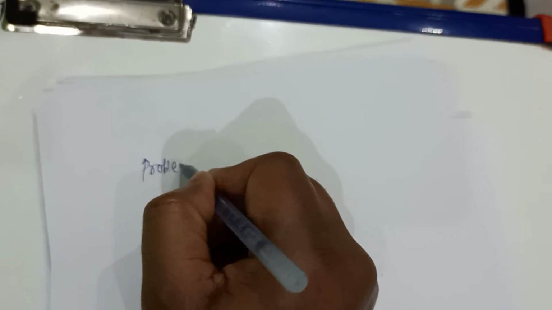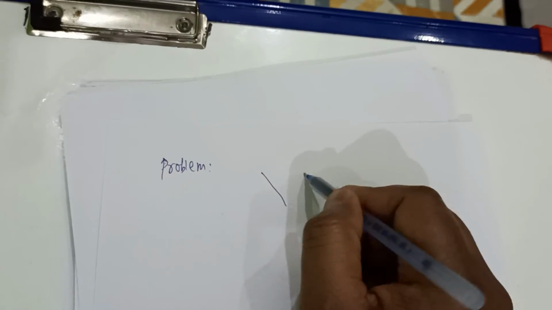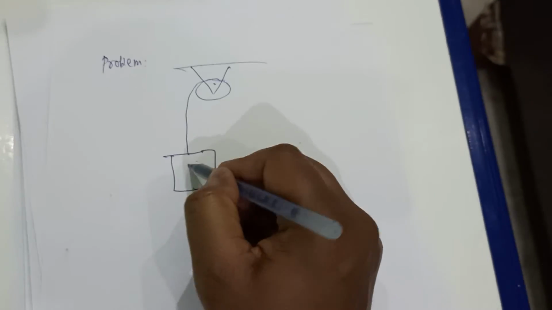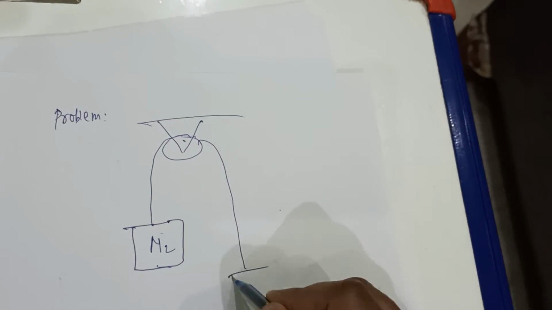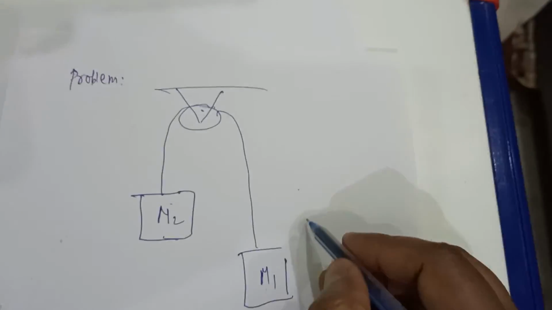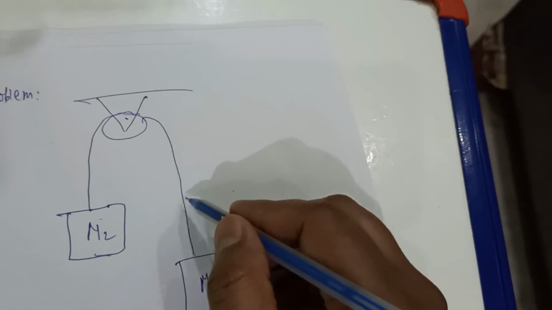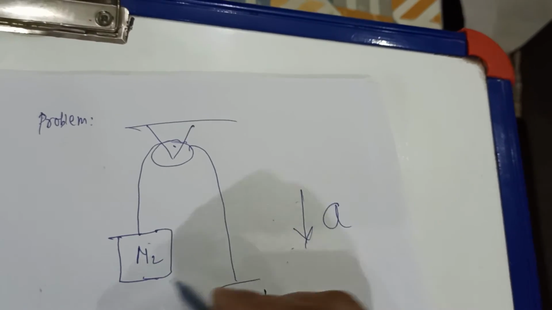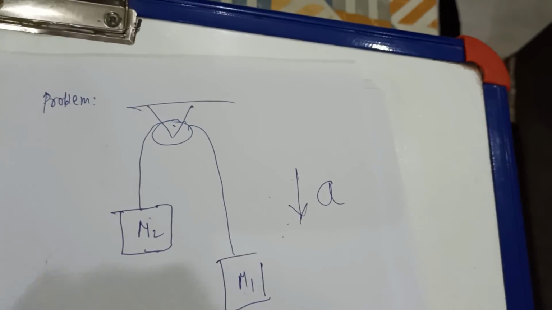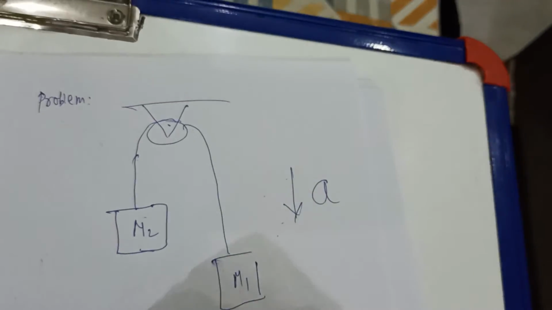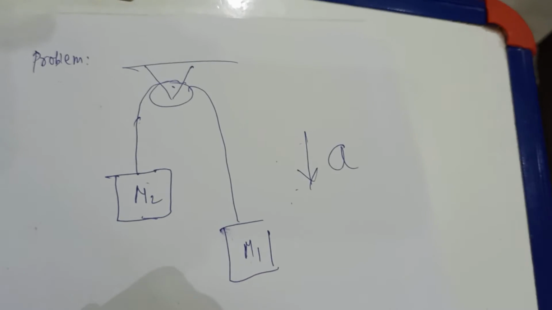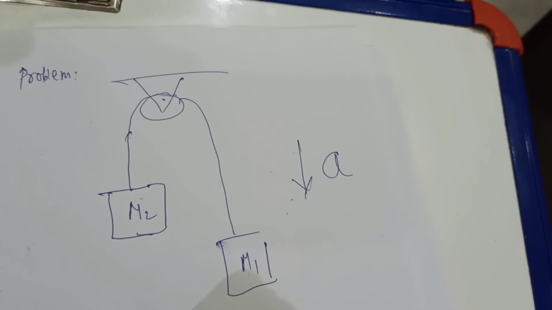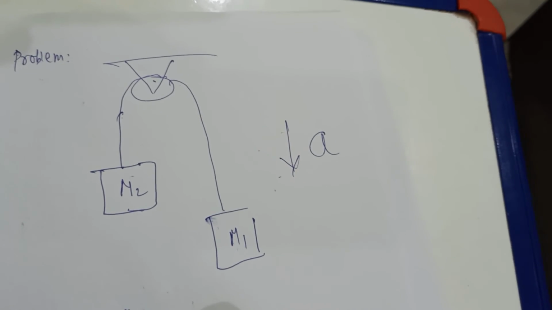This is very interesting. It was hinged, and one pulley was there, and two masses m2 and m1 were attached with some rope, and it was moving with some acceleration a. We wanted to find the acceleration with which this system is moving, and also the tension in the rope. So we will draw the free body diagram for m2 and m1. For m2, what are the forces acting on it? Obviously this is the tension T, and this is the weight.